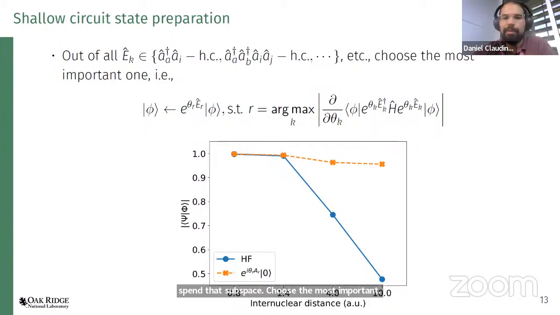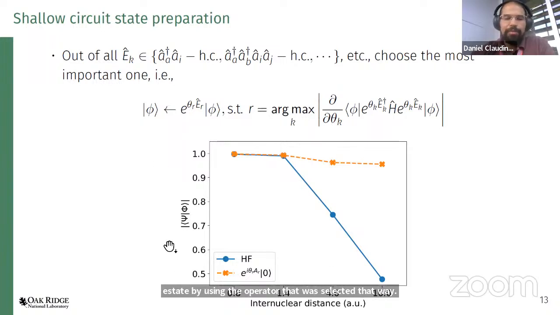quote unquote, most important one. So the idea is we see those potentially prepared states as different directions in Hilbert space, and it's kind of like steepest descent: just follow the direction in which we have the steepest slope. And then we prepare this state by using the operator that was selected that way.